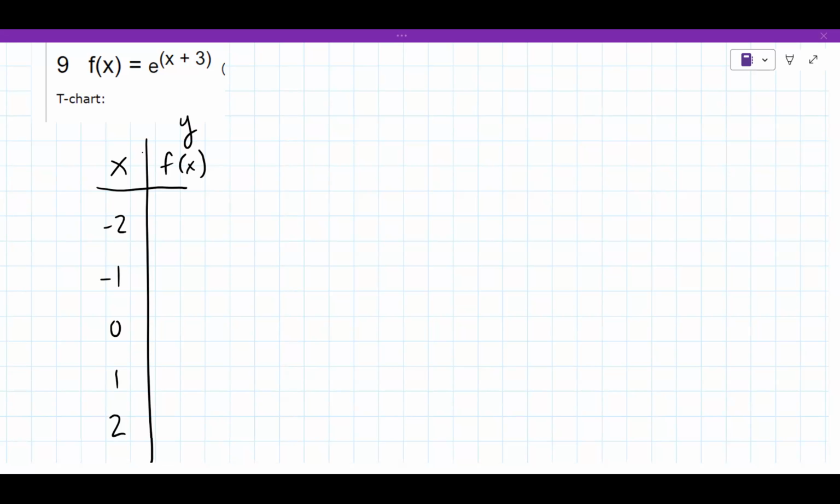Okay, so for negative 2, it's going to be 0.135. I believe maybe you don't have it in the parentheses. Oh, yeah, hold on. I think I forgot the +3. Okay, now it's going to be 2.718. Okay, keep going. Doing great.